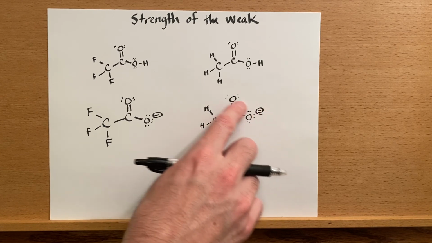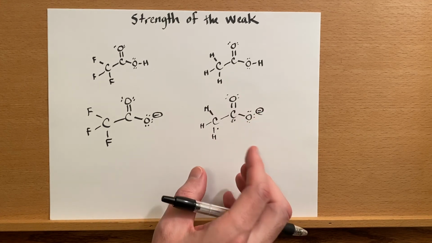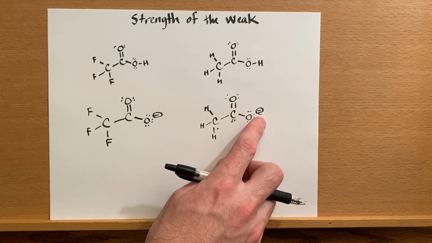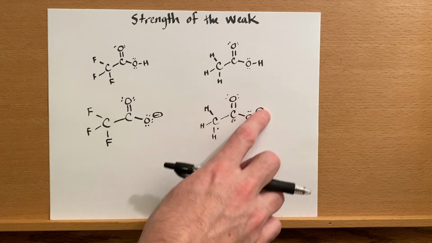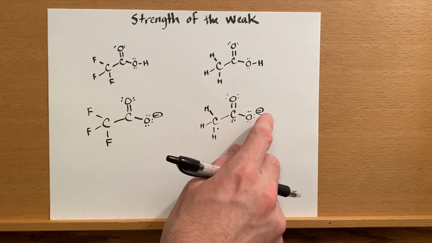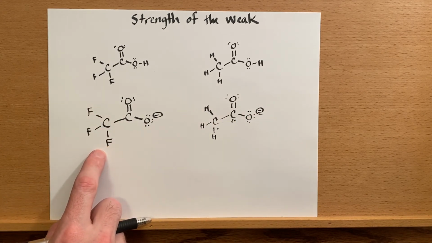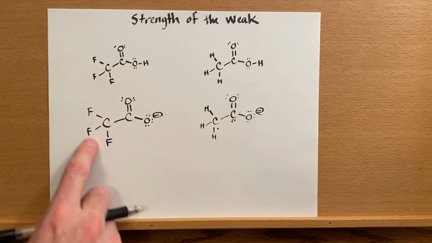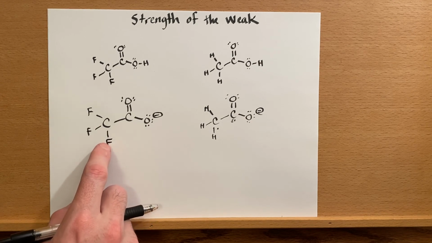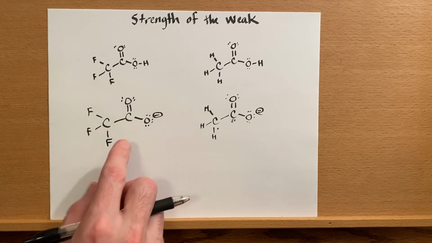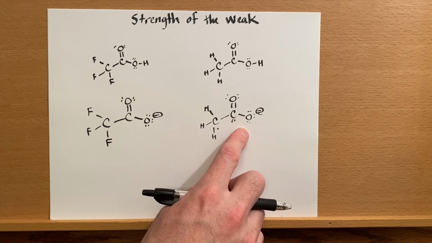But I already have negative charge up here, which means I have extra electrons that I want to stabilize. Well, if I'm feeding in more electron density, that will not stabilize this. I need to pull some away to help delocalize that charge. That's what an electron withdrawing group like this fluorine containing carbon atom will do. And that's why this one is stronger, because it's stabilizing the charge better than its counterpart over here.